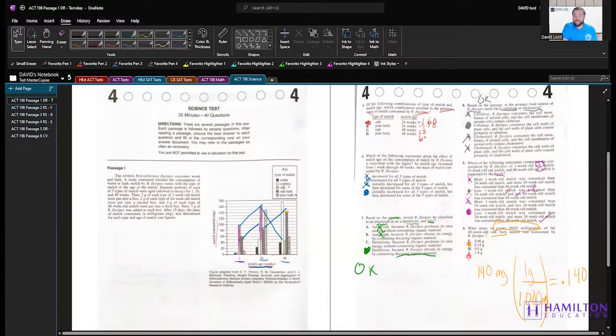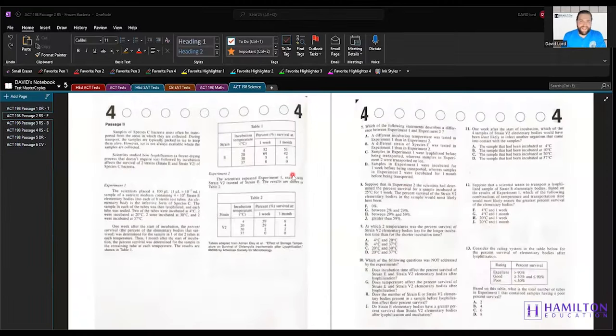If you thought the answer was J, you unfortunately moved it only 2 places, which is dividing by 100. And there you go.